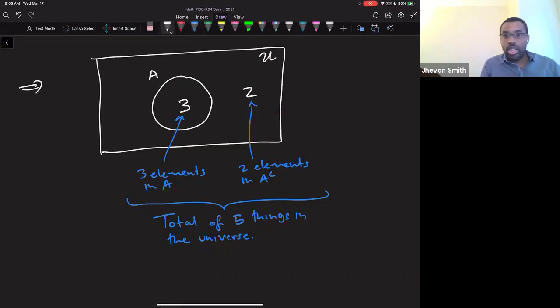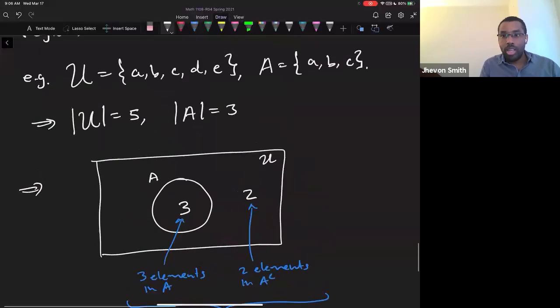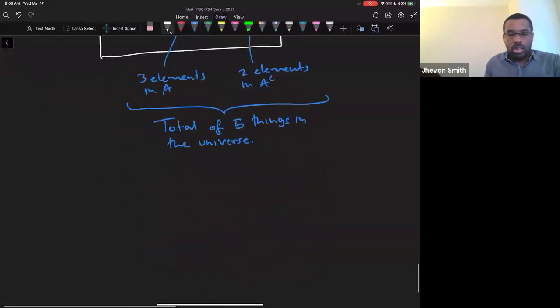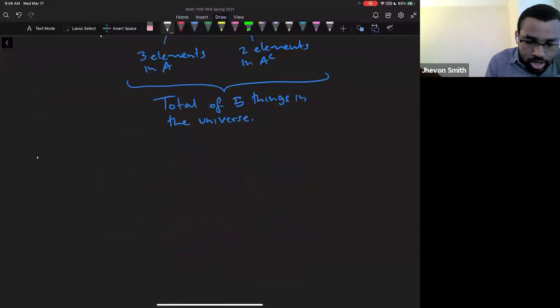And this actually helps us to solve a lot of problems once we start realizing how many people are in these different situations. That can be very, very useful. Okay, let's talk about operations on sets.